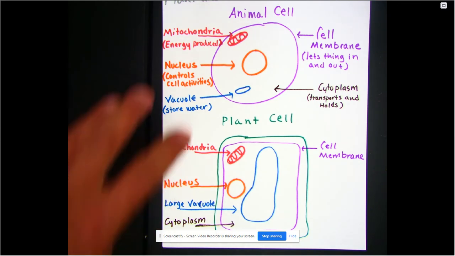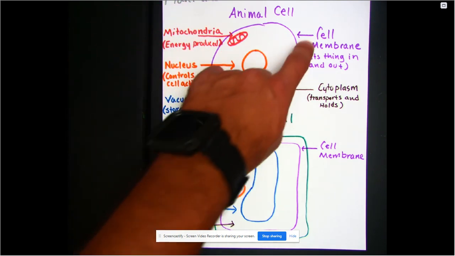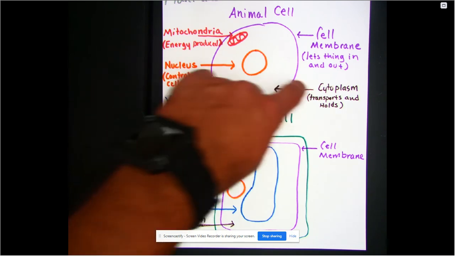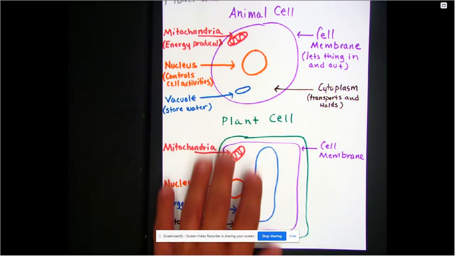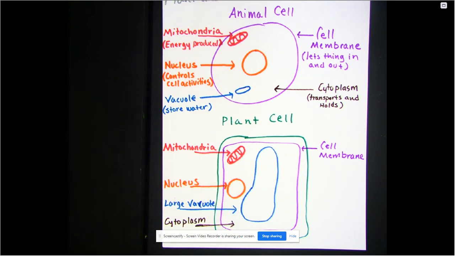Now we're done with the animal cell, right? The animal cell has 5 different organelles: cell membrane, mitochondria, nucleus, vacuole, cytoplasm, and those are the ones that are common, right? They both have those. Okay, but there are 2 extra ones that the plant cell has that the animal cell does not have.